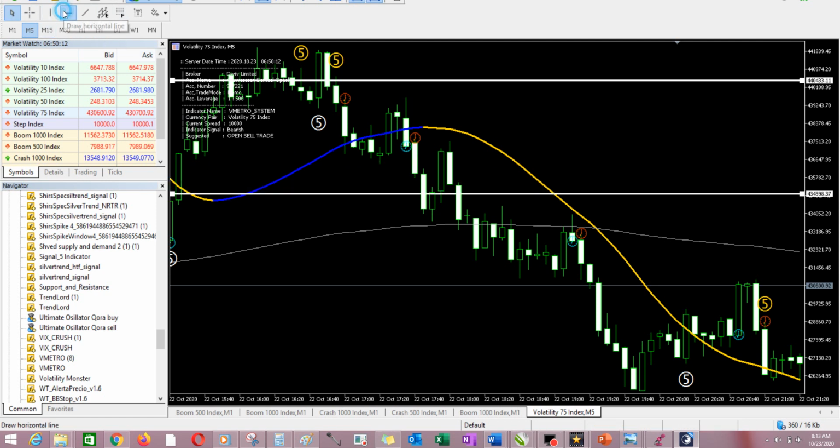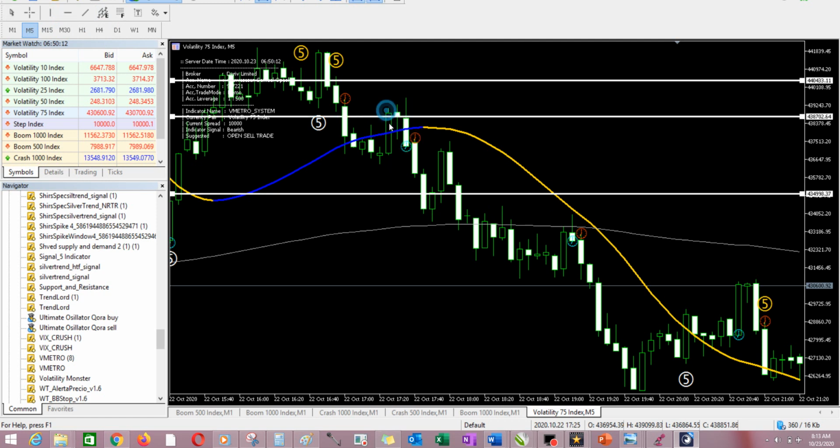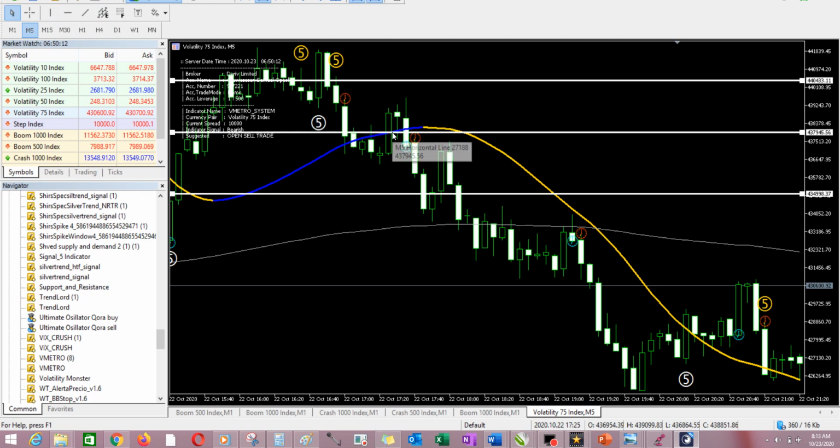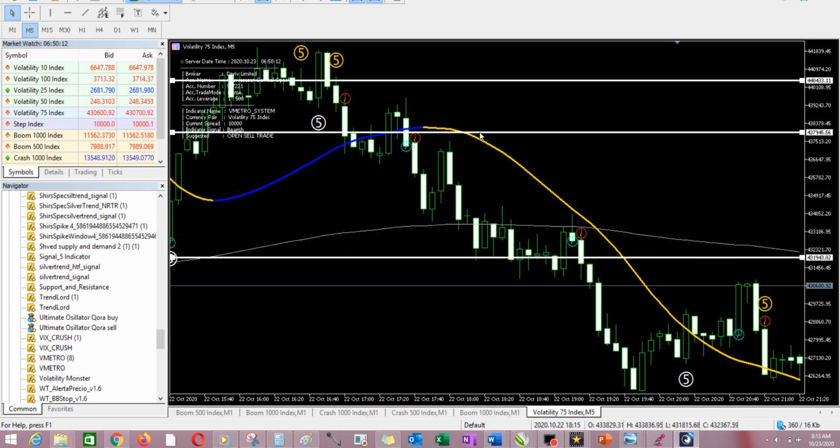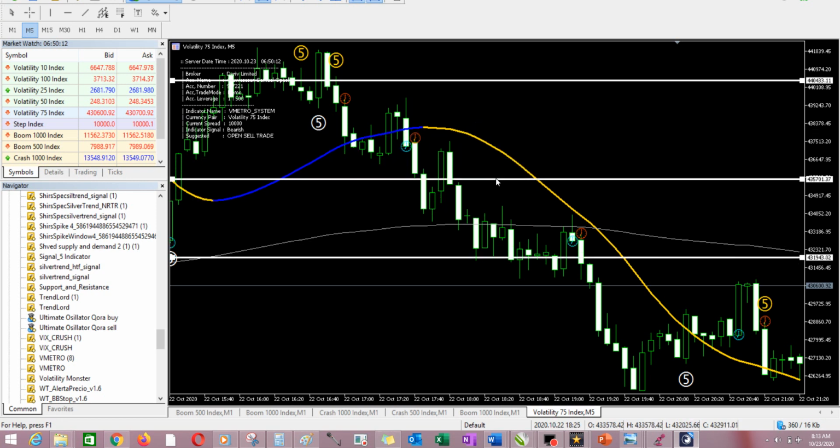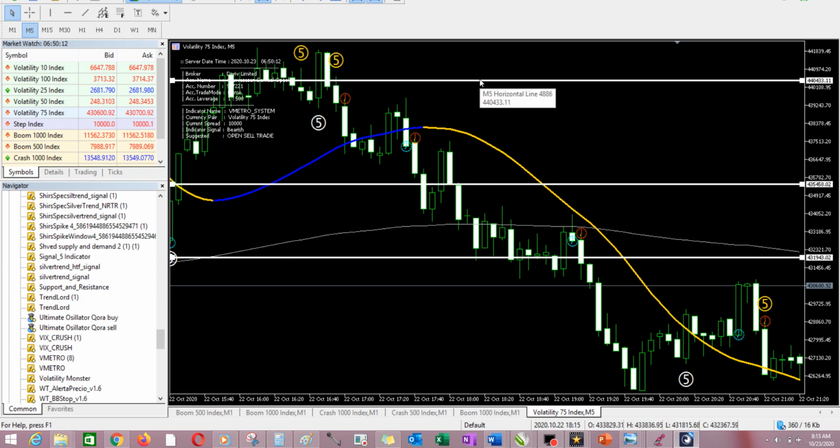then you can introduce your stop loss, because this is volatility 75. You can always introduce your stop loss to trail it down. So as the price action is moving down, you also increase the margin between your stop loss and your entry point. This is your entry point and this is your stop loss.